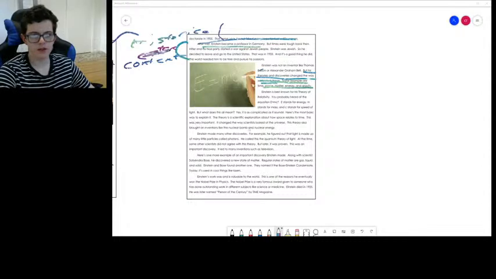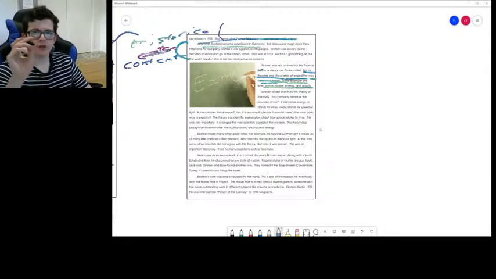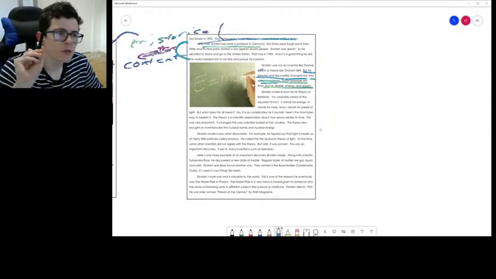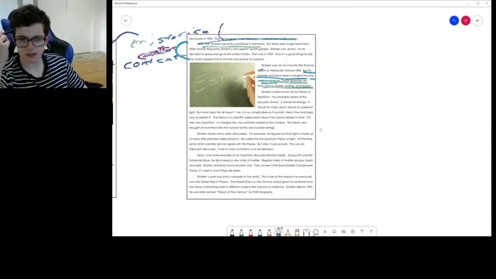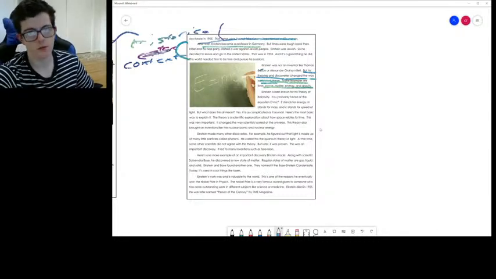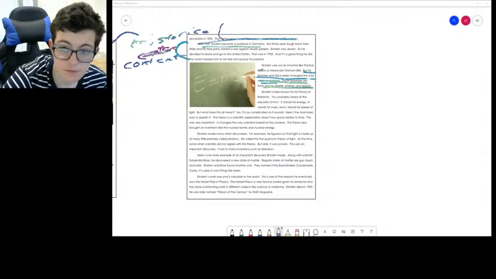Okay, let's get started on this. Einstein is best known for his theory of relativity. You've probably heard of the equation E equals mc squared. E stands for energy, m for light. But what does this all mean? Yes, it is as complicated as it sounds. Here's the most basic way to explain it. The theory is a scientific explanation about how space relates to time. This is very important. It changed the way scientists looked at the universe. The theory also brought inventions like the nuclear bomb and nuclear energy.